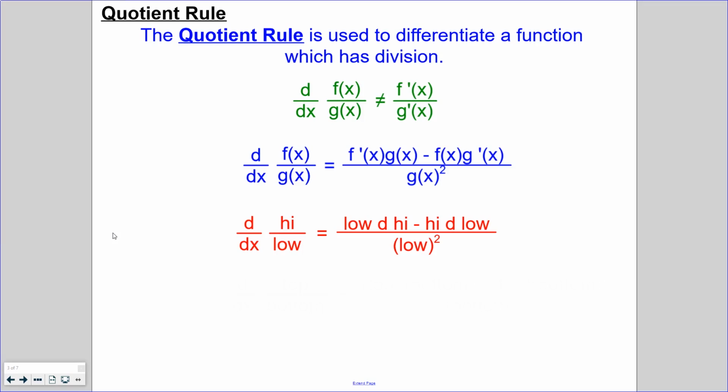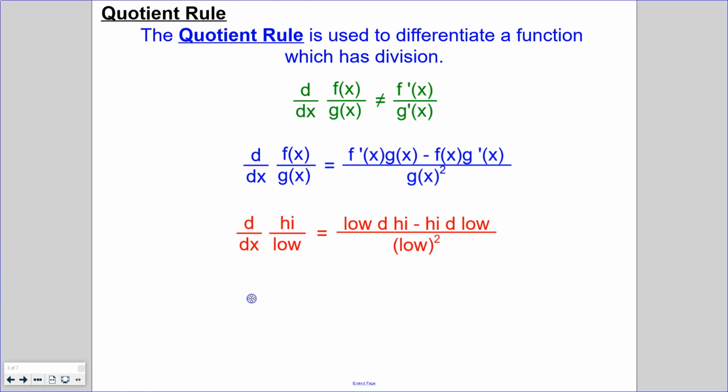Or you could even say it as low d high minus high d low over low d low, and off to math we go. So it's basically saying low times the derivative of the high minus high times the derivative of the low over low squared. And now if either one of those rhymes work for you, great, go ahead and use it. If not, if you like the first form better, please go ahead and use that as well.